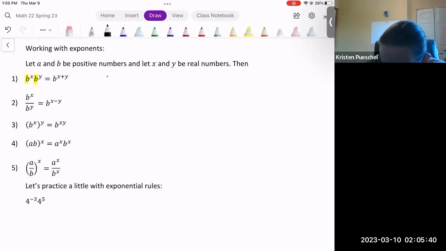So for example, if we had 2 cubed times 2 squared, well, 2 cubed means 3 copies of 2 multiplied together, and 2 squared means 2 copies of 2 multiplied together. And so altogether, we have 3 plus 2, or 5 copies of 2 multiplied together.